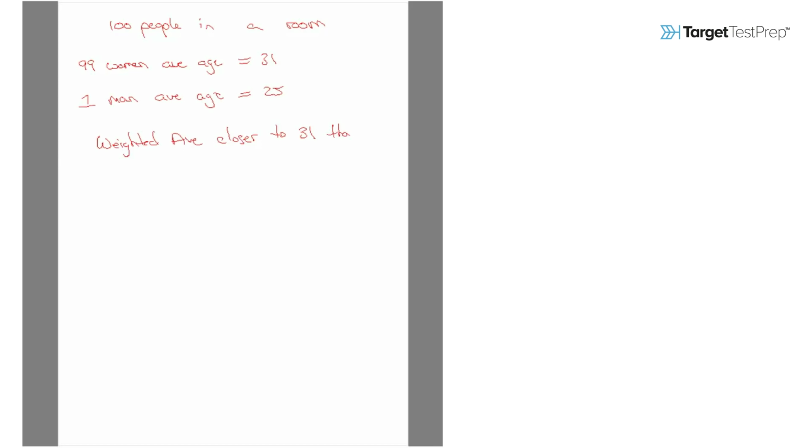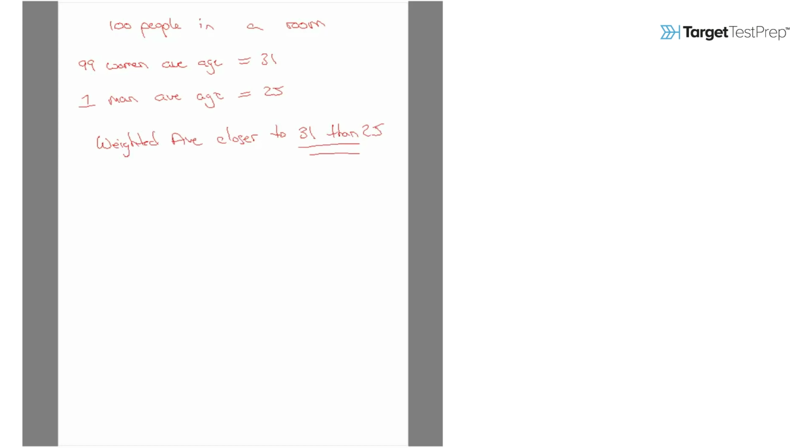But let's say we had 100 people in a room, and let's say we're talking about men and women. And let's say 99 of the women, their average age was 31. And let's say one man, the average age is 25. Well, if we were to do the weighted average out here, we would be able to say right away that the weighted average is going to be closer to 31 than 25.